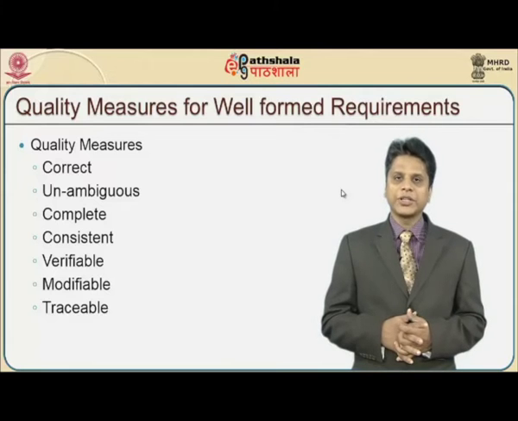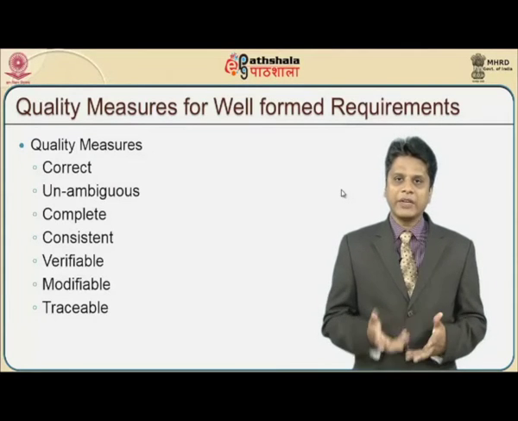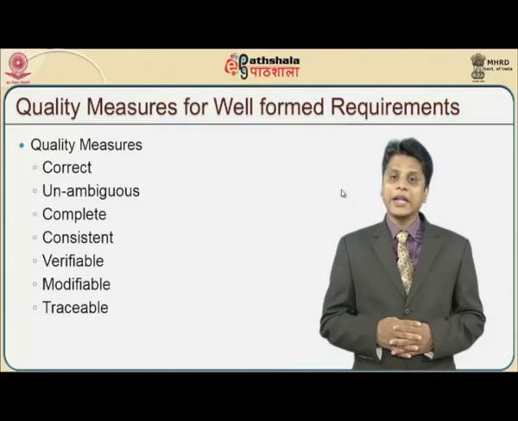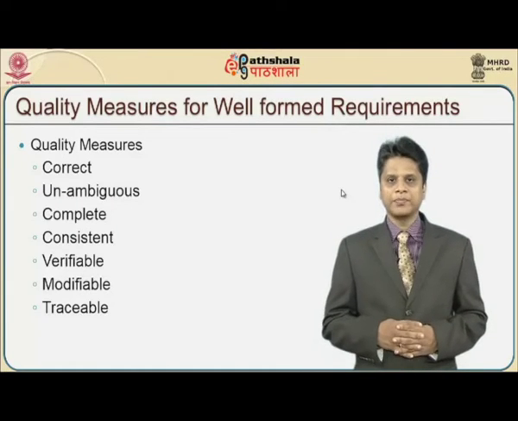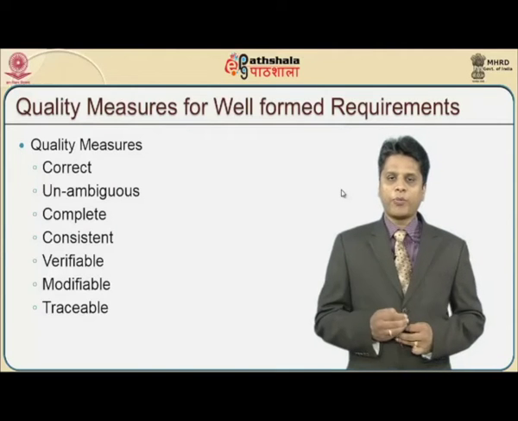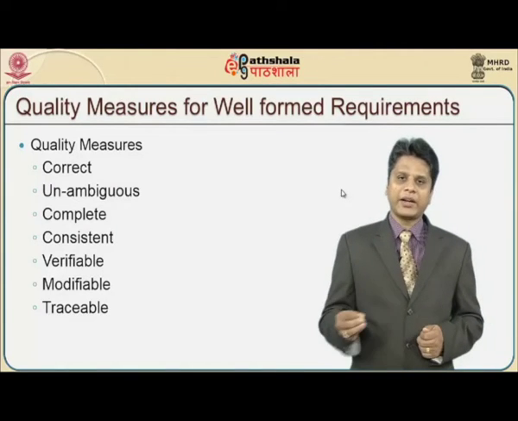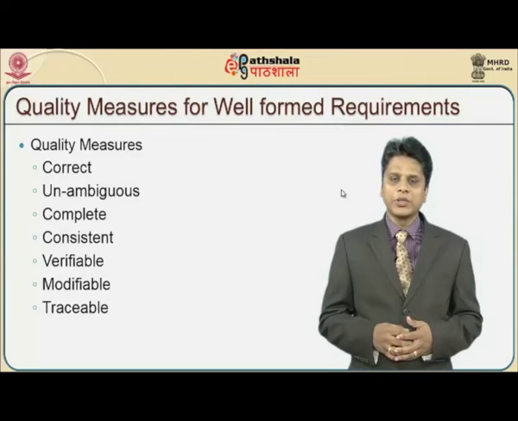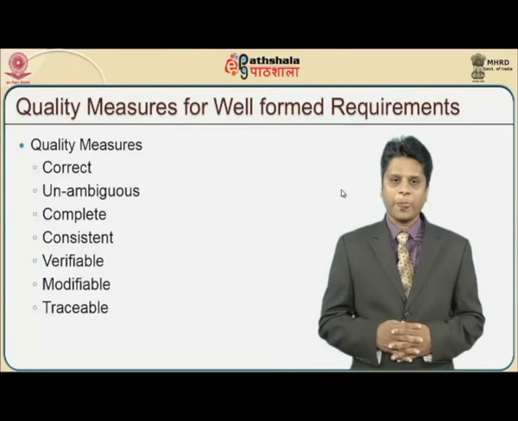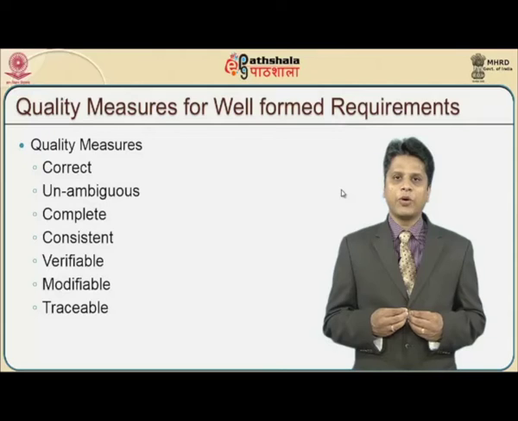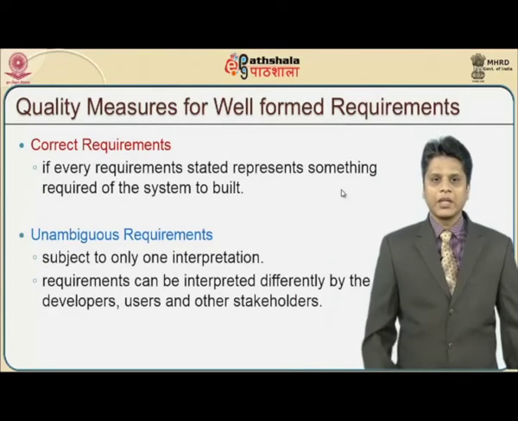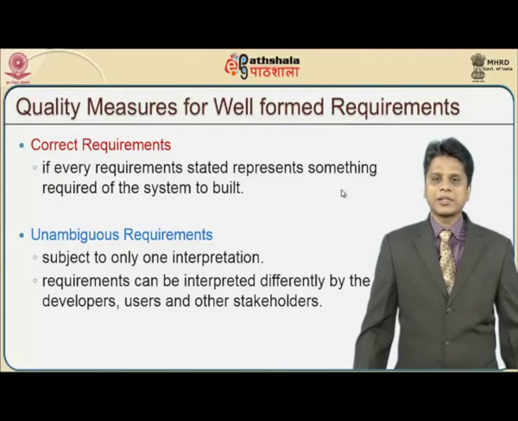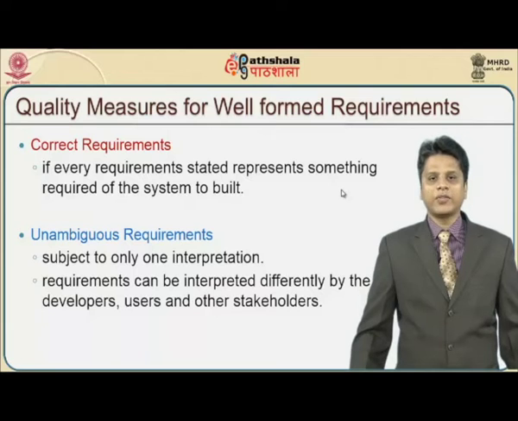Some of the quality measures include whether the product that we have developed is correct, unambiguous, complete, consistent, verifiable, modifiable, traceable. If you look at the first 4 points, they relate to almost the same factor, whether the product that I am trying to build is right for this particular scenario or not. But each and every point in this quality list has a different meaning. When we try to understand correct requirements, it means that the requirements stated represent something required of the system to be built.